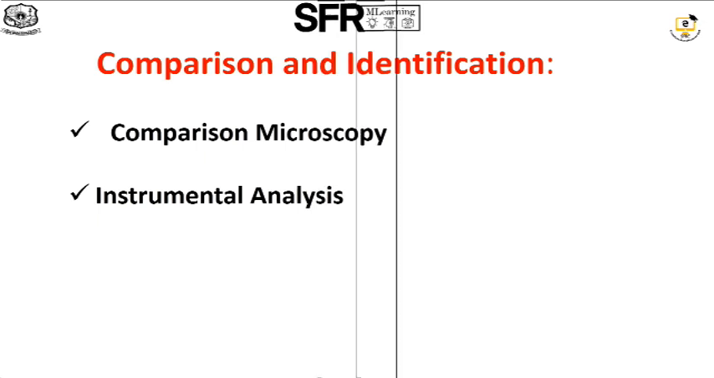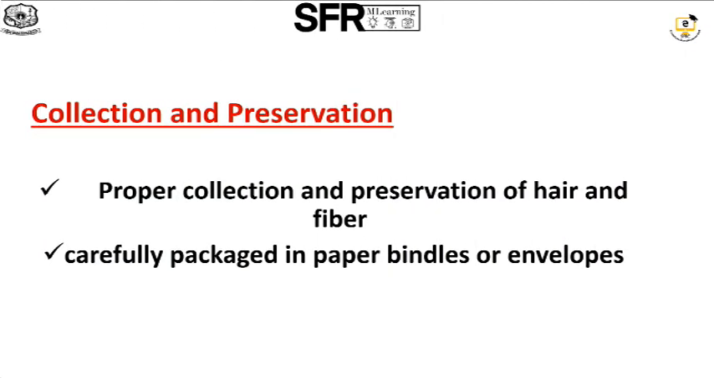Next, collection and preservation of samples. Proper collection and preservation of hair and fiber evidence are critical to maintain its integrity for analysis. The evidence should be carefully packaged in paper bundles or envelopes to prevent contamination and degradation. Different types of evidence may require specific collection methods. For example, tape lift can be used to collect fiber evidence from clothing or surfaces.